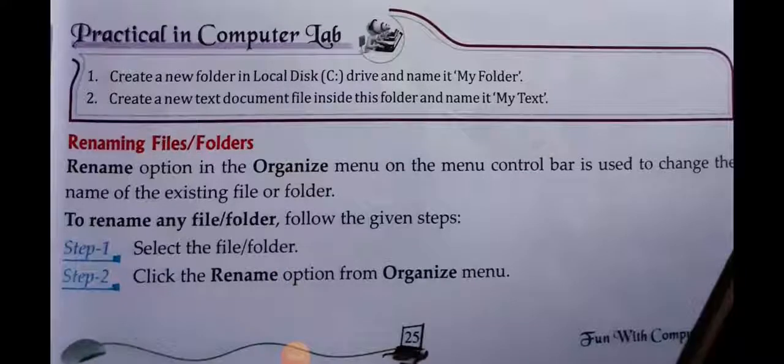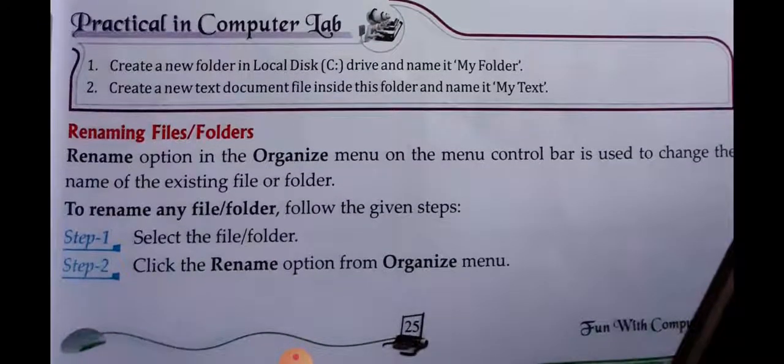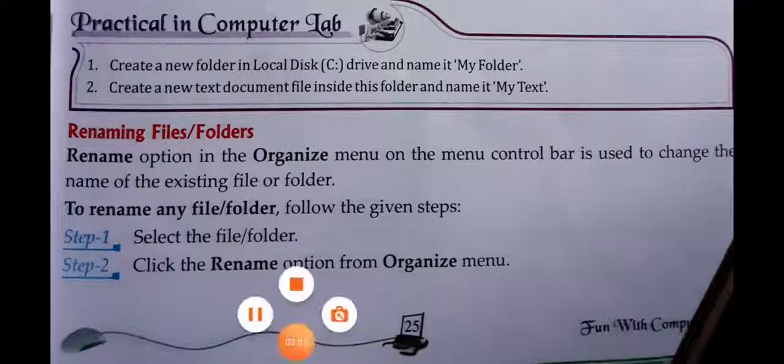So next, renaming files and folders. The rename option in the organize menu on the menu control bar is used to change the name of existing files and folders. Now you have already created a folder and given a name, but you have made a mistake, you have written a wrong name and you want to correct it. So to do that, step 1, select the file or folder, and step 2, click the rename option from the organize menu.